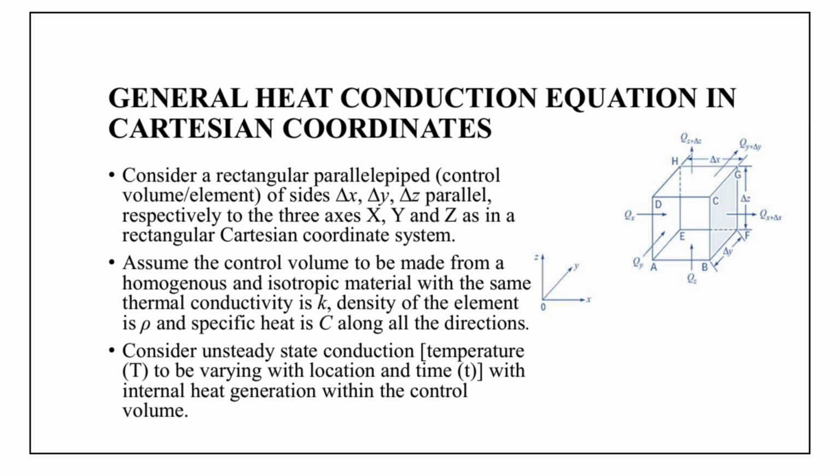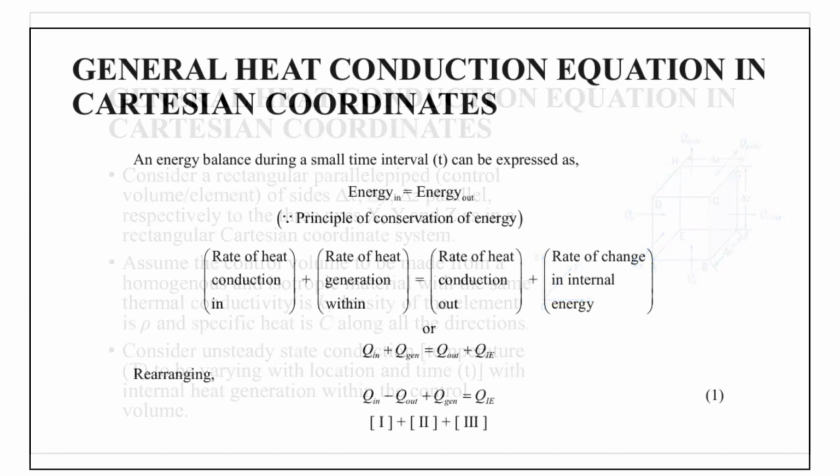Assume the control volume to be made from a homogeneous and isotropic material with the same thermal conductivity, denoted as K. Density of the element is ρ, and specific heat is C along all the directions. Consider unsteady state conduction, where temperature T varies with location and time t, with internal heat generation within the control volume. Moving to next slide.